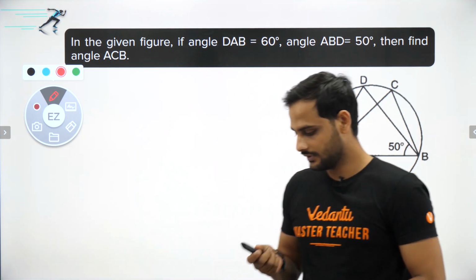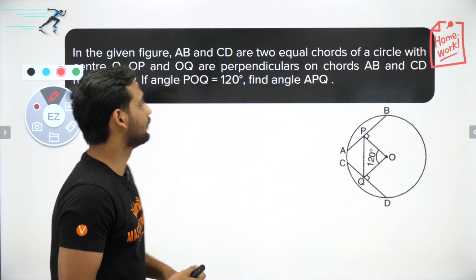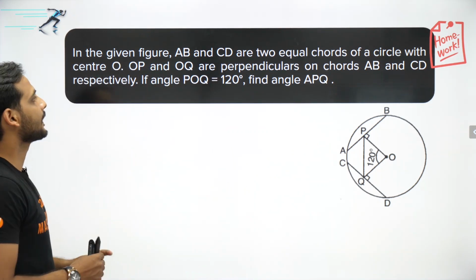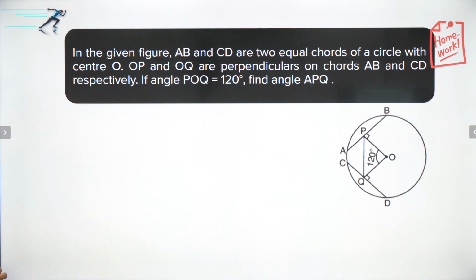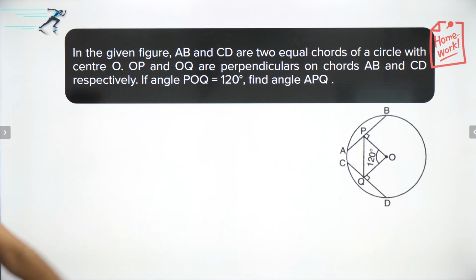Okay, so this is the end of this session today, and let me show you the homework question for you. The homework question is, in the given figure, AB and CD are two equal chords of a circle with center O. OP and OQ are perpendiculars on chord AB and CD respectively. If angle POQ is equal to 120 degree, then you have to find out the value of angle APQ. The diagram is shown there.